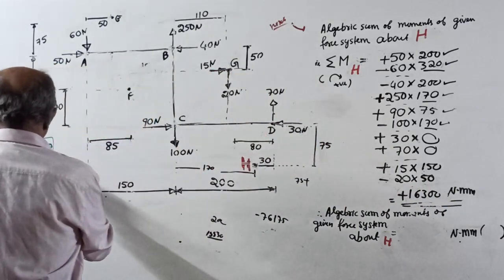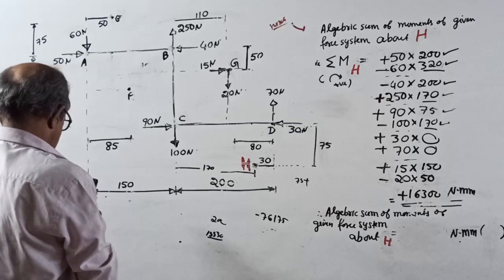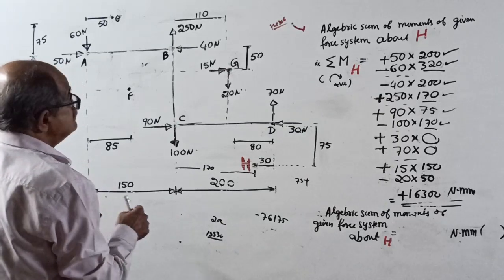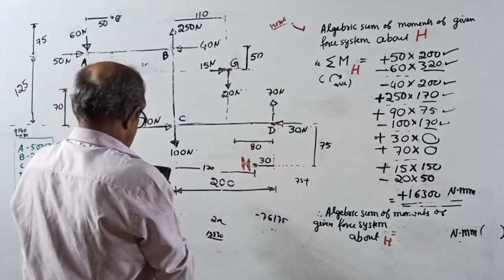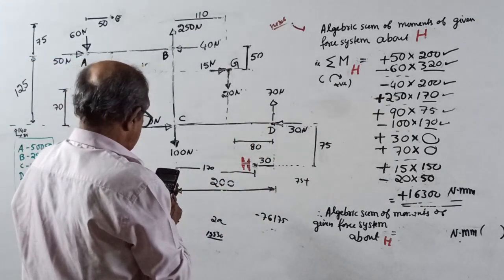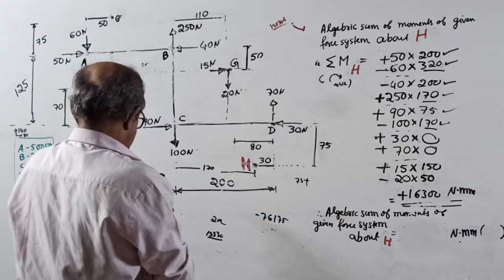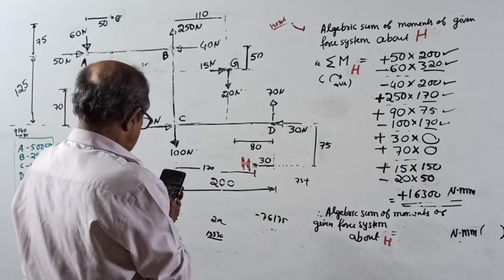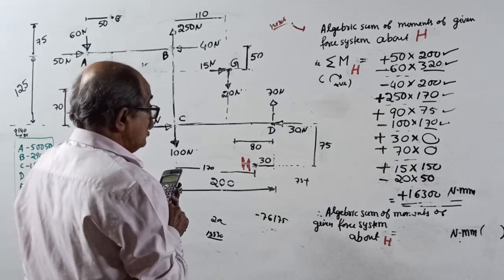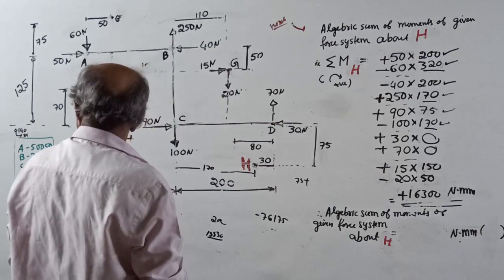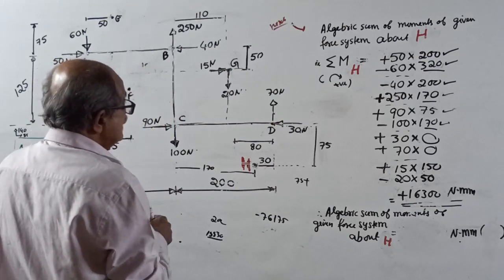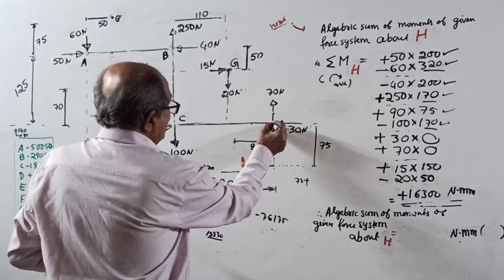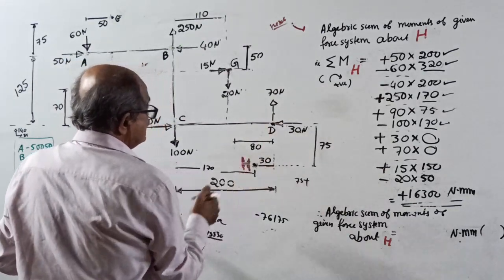About D, how much did you get? 9575. Force is 140 plus 140 into 30 plus 85 into 75. 20150 coming. It is playing with me now. About D is 9575. 9575 about D. Now I want about H.